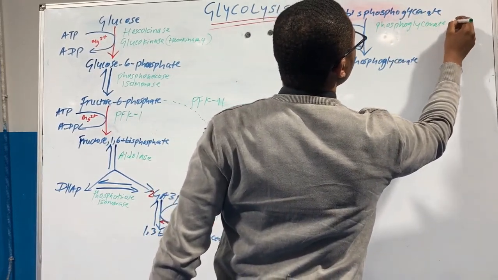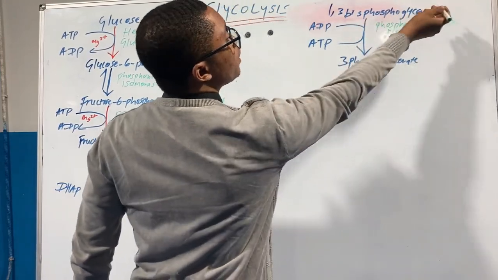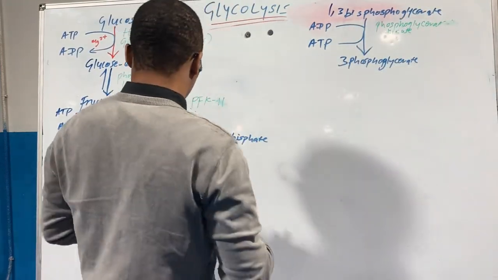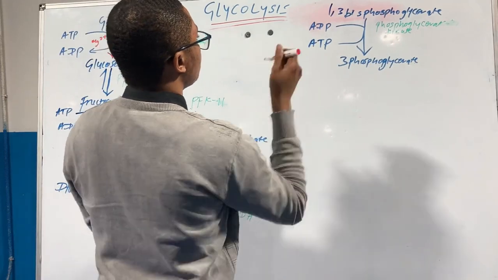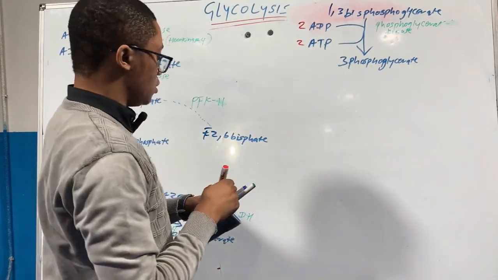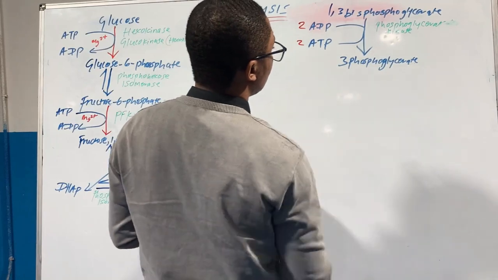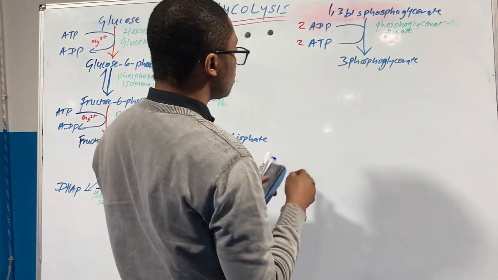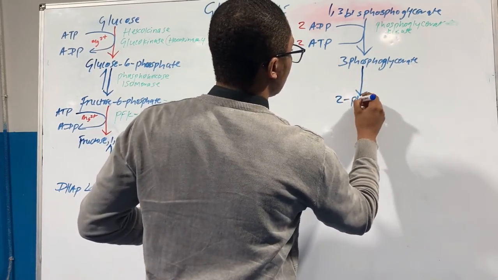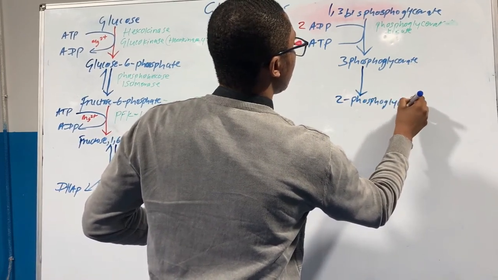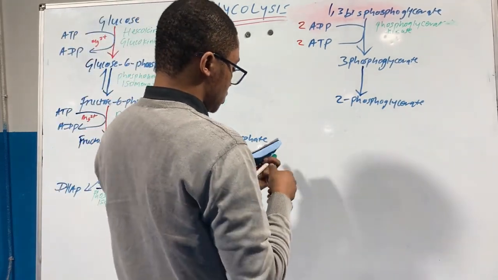Phosphoglycerate kinase, you can also call it 1,3-bisphosphoglycerate kinase. Remember, there are two molecules of glycerate and two phosphates, which means there are two molecules of ADP and two of ATP. The next step is the conversion of 3-phosphoglycerate into 2-phosphoglycerate, and the enzyme that catalyzes this reaction is phosphoglycerate mutase.